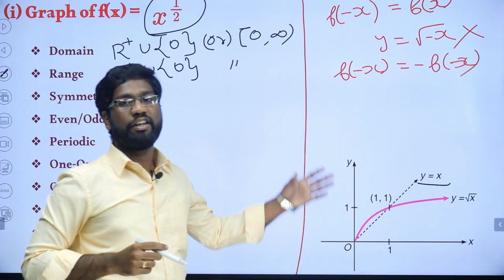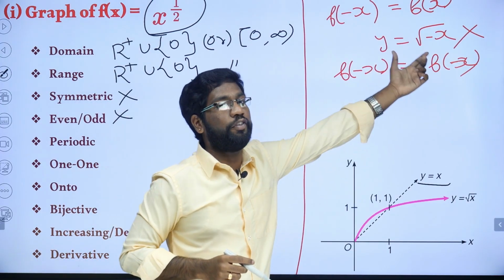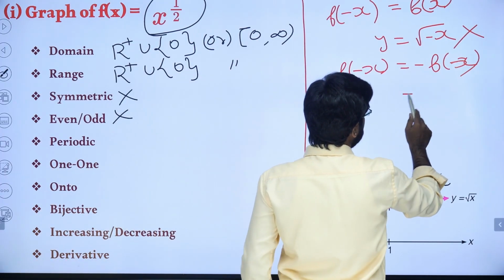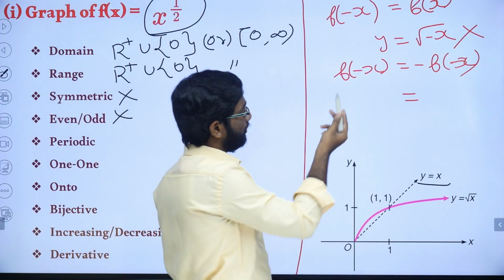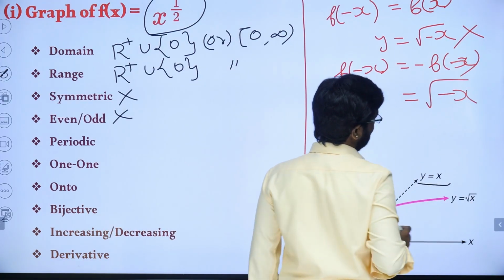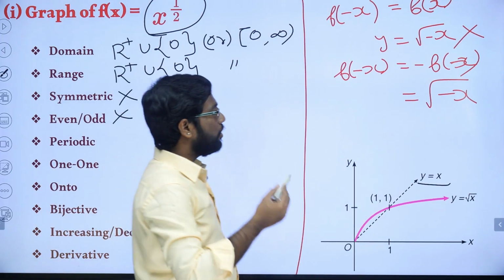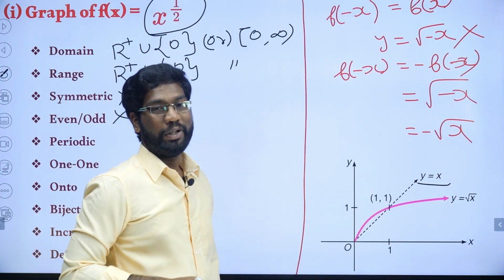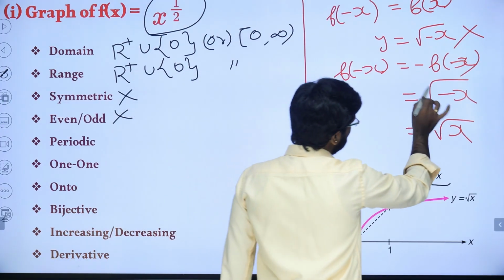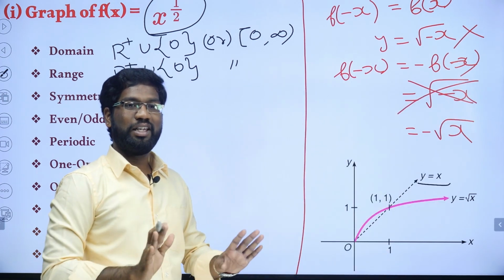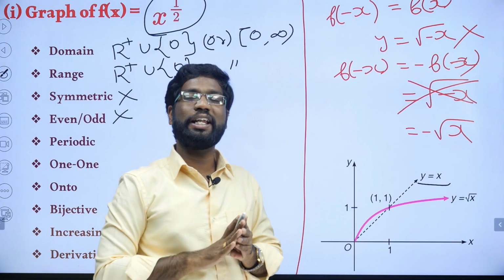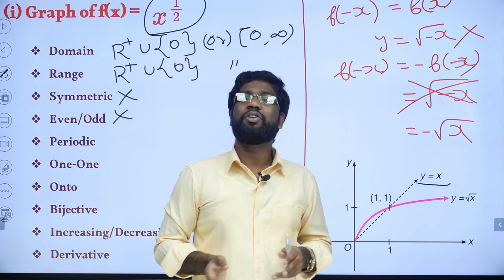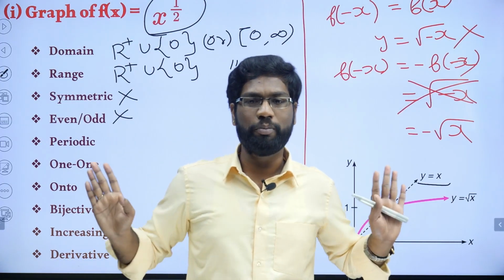If the function satisfies f of minus x equals minus of f of x, then that function is called an odd function. But here, f of minus x is equals to minus root x. One thing you have to understand, you can't write minus root x, because in real numbers, square root of minus x itself is undefined. You can't do any further proceedings in real numbers with square root of minus x.